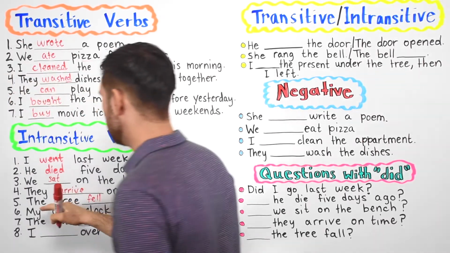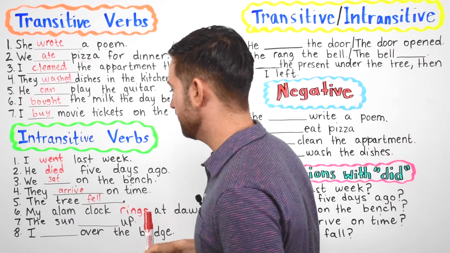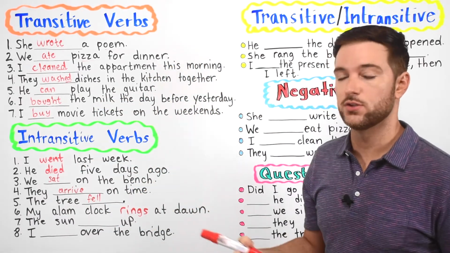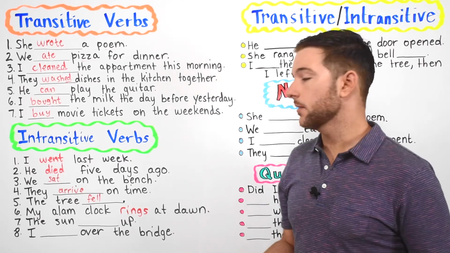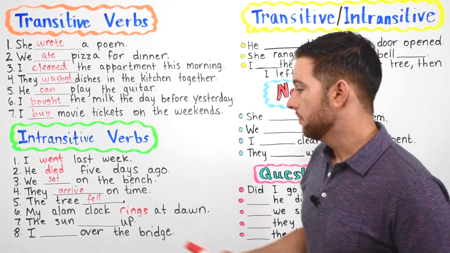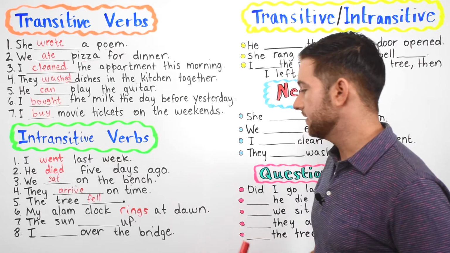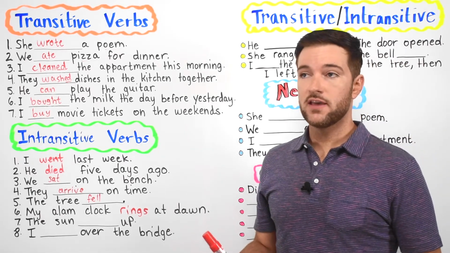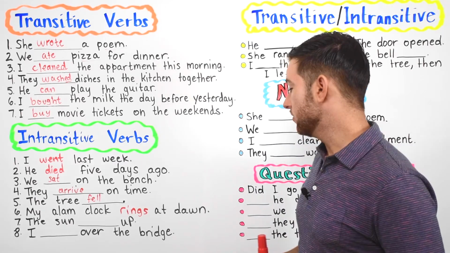Okay, so the tree fell. L'arbre est tombé, right? The tree fell down. Okay, so the tree fell. L'arbre est tombé. My alarm clock rings at dawn. Okay, so my alarm clock rings at dawn. Mon réveil matin sonne à l'aube.